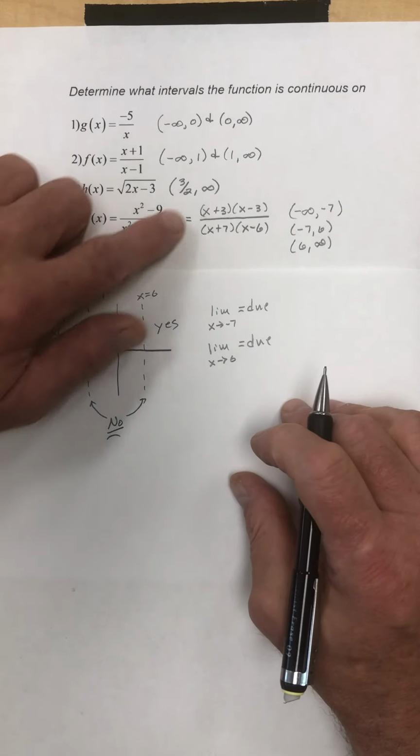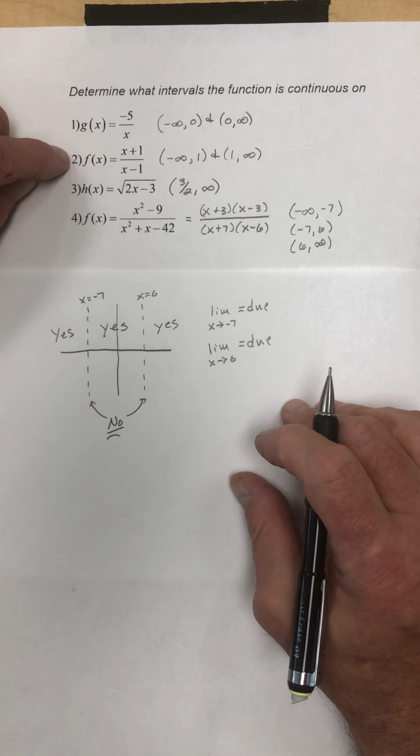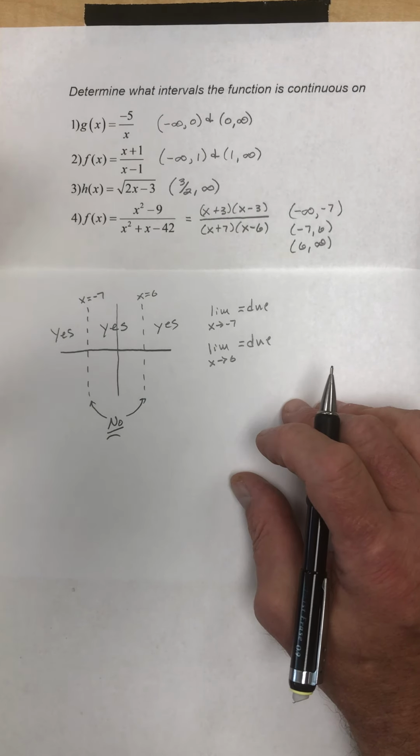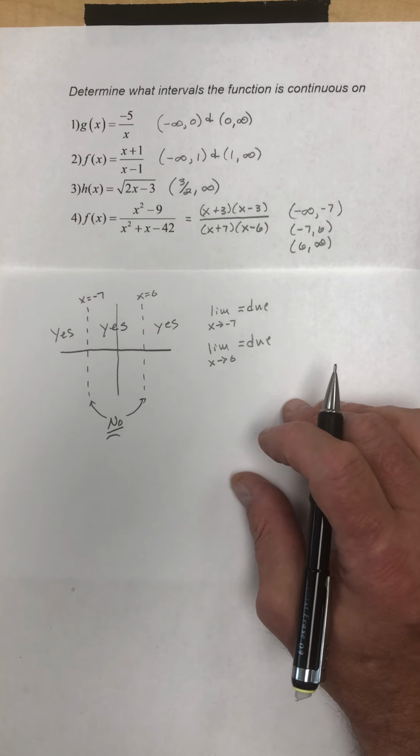But notice right here, in 1, 2, and 4, we basically take the vertical asymptotes and just throw them out. And it's continuous everywhere else. And that happens all the time.